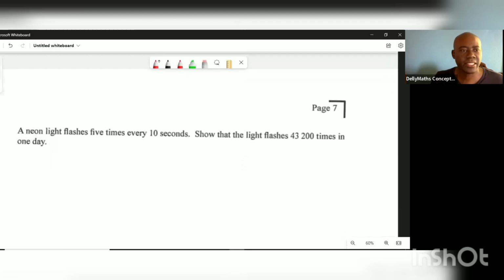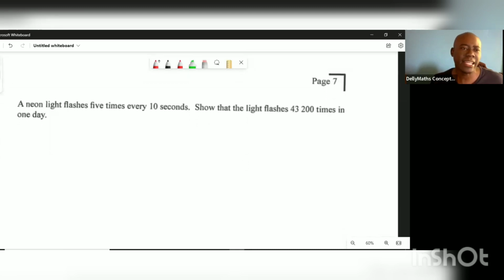Oh, here's a question. It says a neon light flashes 5 times every 10 seconds. So if you look at this, 5 times every 10 seconds, show that the light flashes 43,200 times in one day. Now, let's look at this. We could know a number of things.